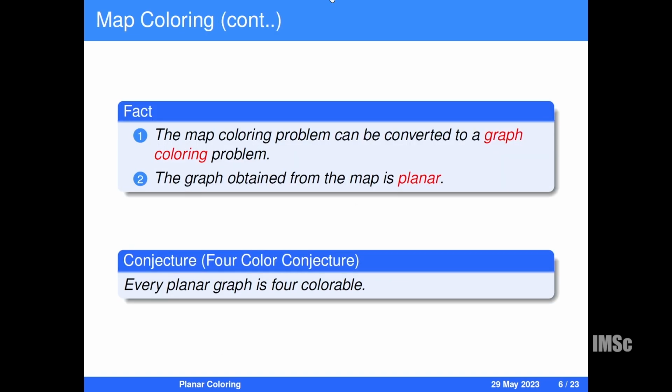Okay. Now let's go back. We saw that the map coloring problem can be converted to the graph coloring problem, and the graph that we obtained from this map is also planar. Now the question is the following. The conjecture says every planar graph is 4 colorable. Now it boils down to coloring the planar graph. It is believed that the planar graph is 4 colorable.